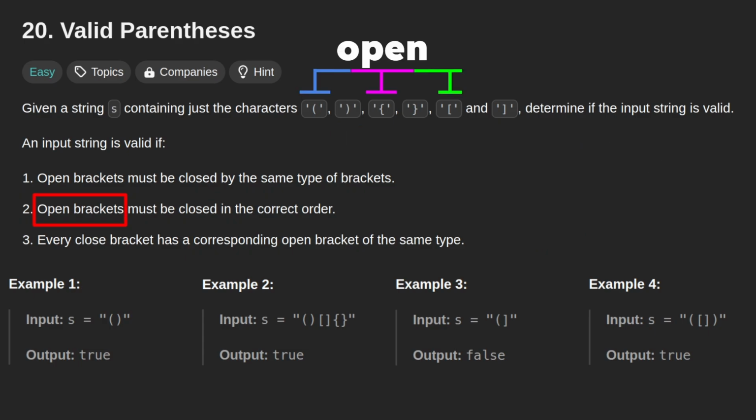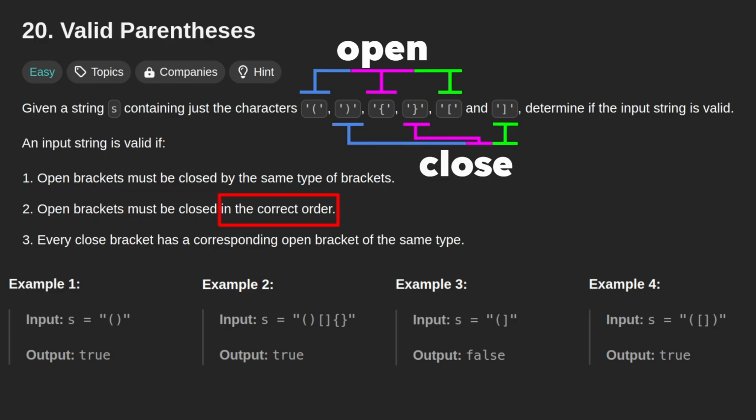So now that we've identified that brackets come in pairs and cannot be reused, we can move on to rule number 2. Open brackets must be closed in the correct order. The problem of this description is that they don't actually tell us what the correct order is, but we can guess it by looking at the examples and using common sense. If we look at examples 1 and 2, the open brackets are seen before the closed ones. So from left to right, we open a bracket and then close it.